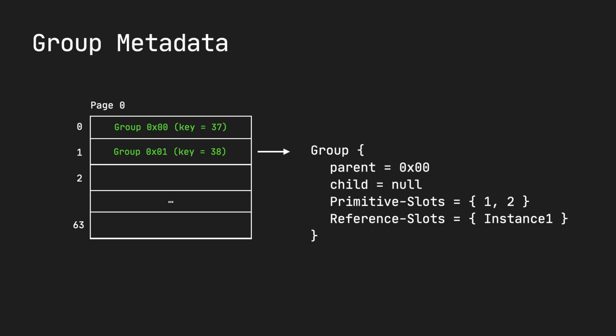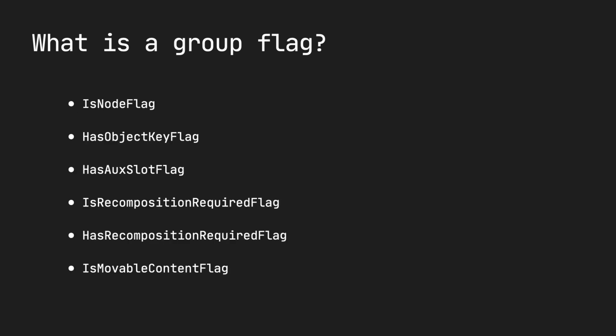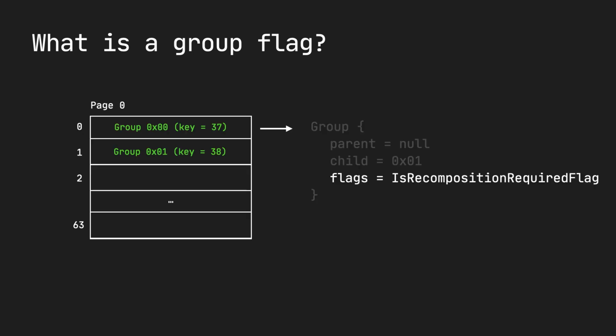A group has metadata such as what's the parent, what's the child, and any primitive and reference values it has. The other information, which is really useful for recompositions, are group flags that I could add. There are 10 types of group flags, and here are some of them. We'll look at how to add the is recomposition required flag, which is really useful. How do I add this flag?